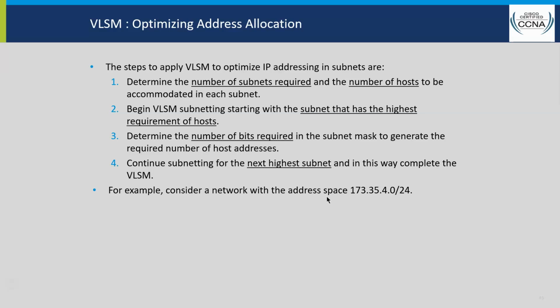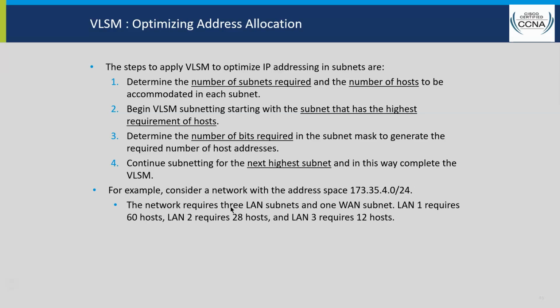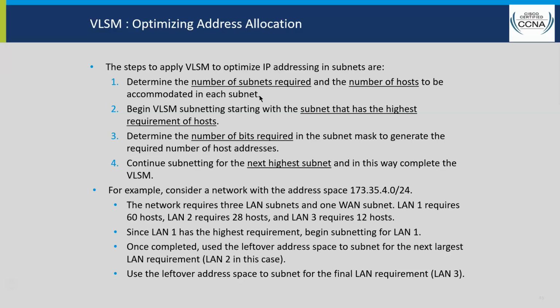So consider the network address 173.35.4.0, with 3 LAN subnets and 1 WAN subnet. LAN 1 requires 60 hosts, LAN 2 requires 30 hosts, and LAN 3 requires 12 hosts. So how are we going to break this thing up? If we break it up into individual components, we're probably going to run out of addresses.